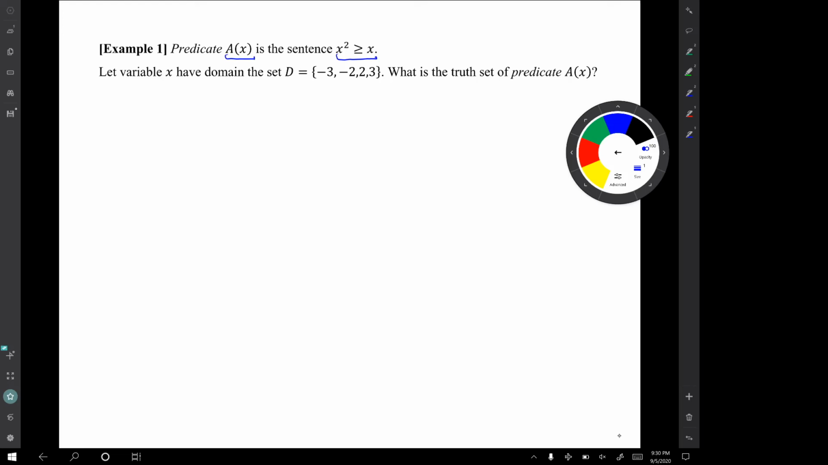So in the first part of the example, we're going to let the domain set be this set of numbers. And the question is, what is the truth set of the predicate? Well, that means that we have to study the numbers that are in this domain, substitute them in to the predicate, and see if they make the predicate true or false. So let's make a truth table.